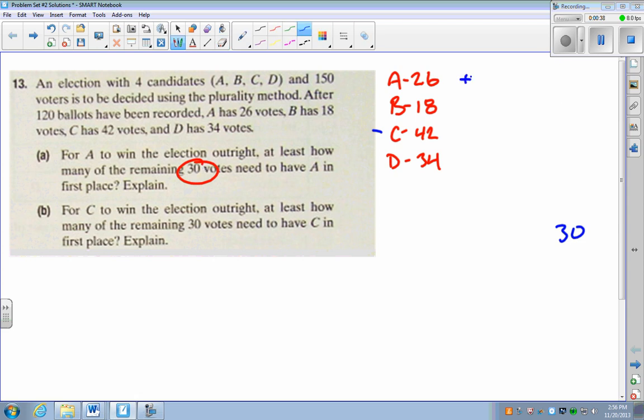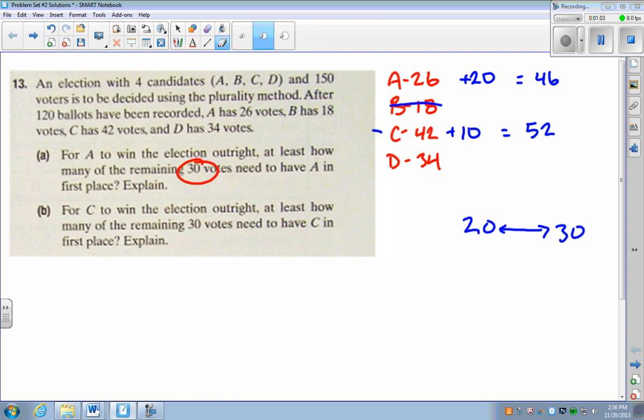Let's give A 20 of the votes. That'd put them at 46. Now, B's not a threat. C's not really a threat. So let's give those remaining 10 to person C. That'd put them at 52. So if that happens, person C would be the winner. So 20's the lower bound, 30's the upper bound. 30 works, 20 doesn't. So now we just kind of need to play around with it a little bit.